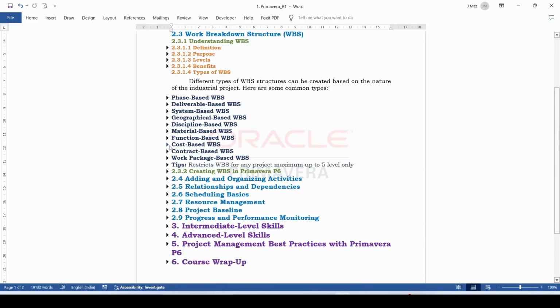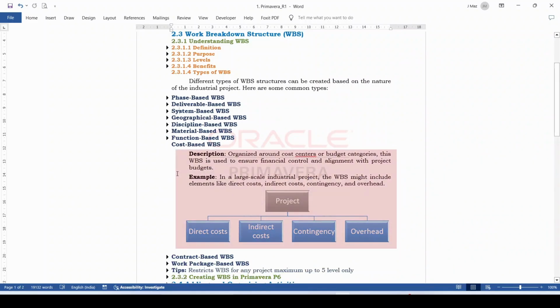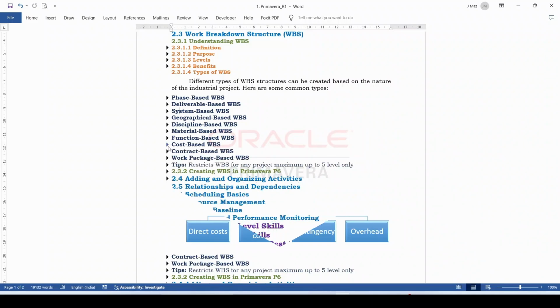Next is cost based WBS. This type of WBS is used to ensure financial control and alignment with the project budgets. For example, in a large scale industrial project, the WBS might include elements like direct cost, indirect cost, contingency, and overhead. From the pictorial diagram, you can understand that the project is subdivided into four categories as mentioned above.